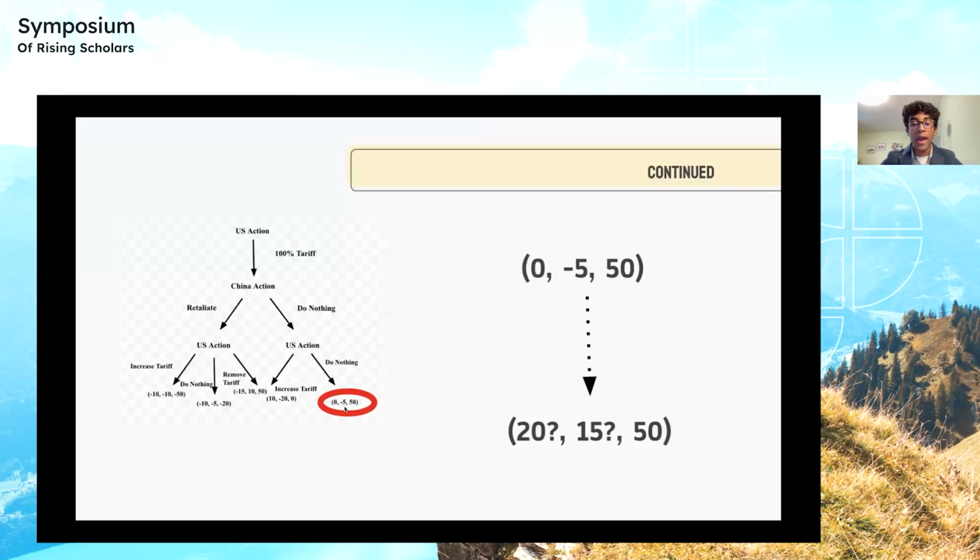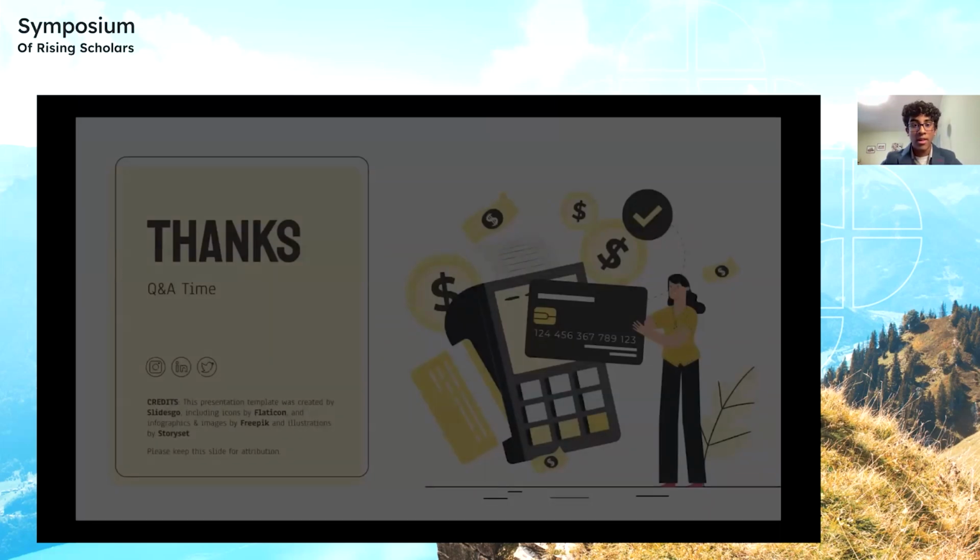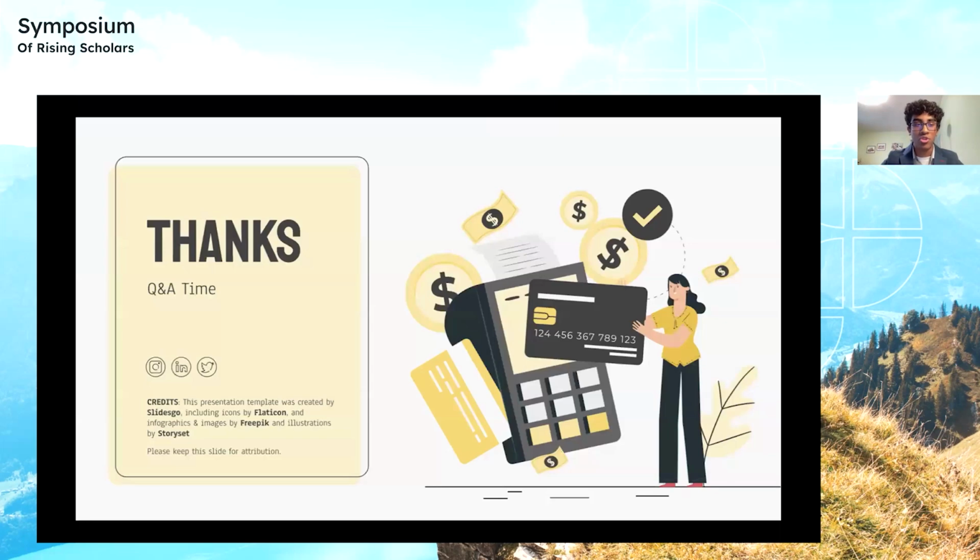Initially you have 0, -5, and 50 for the United States and China. But let's say the United Nations, through international cooperation, could increase these values to 20, 15, then 50. If that was the case, the United States and China would be a lot more incentivized to go towards the scenario most optimal for the international electric vehicle market, as well as climate change efforts. So with that being said, thank you, and it's time for questions.